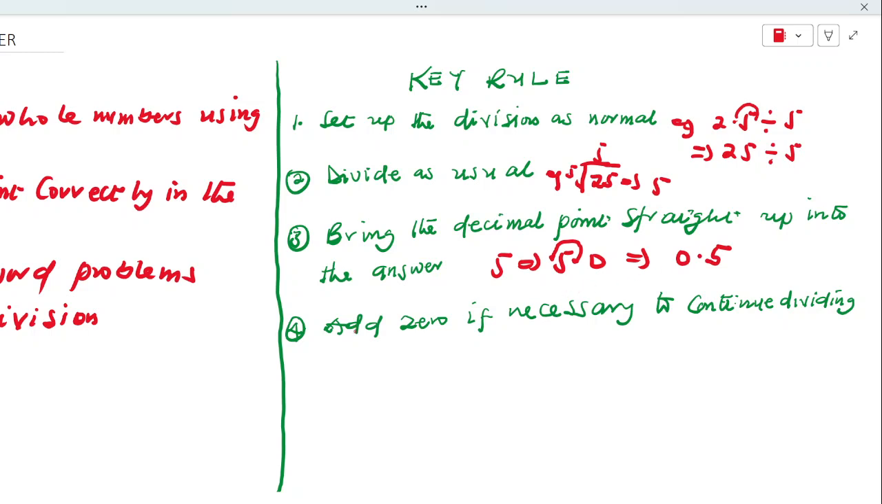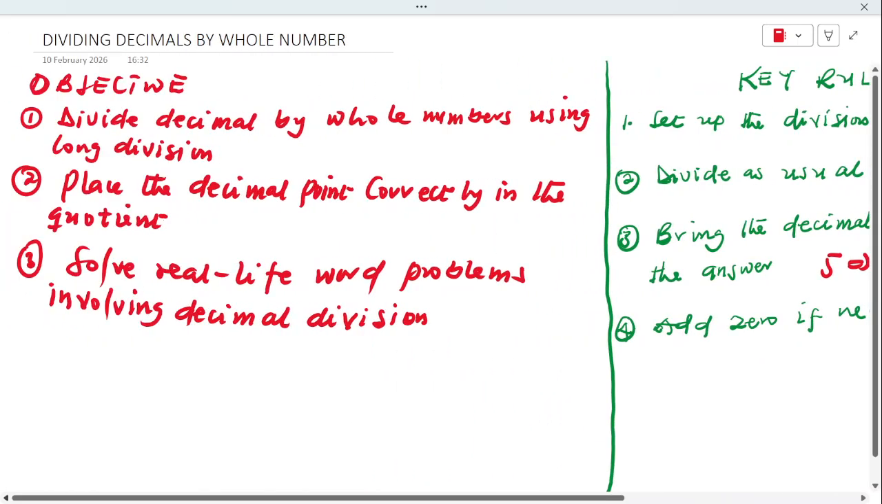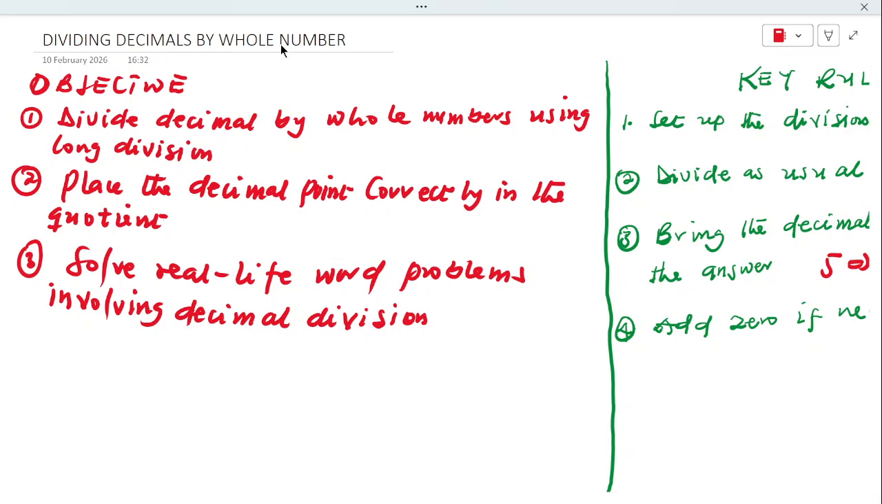All right. So the fourth point says add zeros if necessary to continue dividing. When we get there, I will explain that as well as we look at some solved examples. All right. So get your notebook, pen, and pencil, and then let's look at some calculations in dividing decimals by whole numbers.